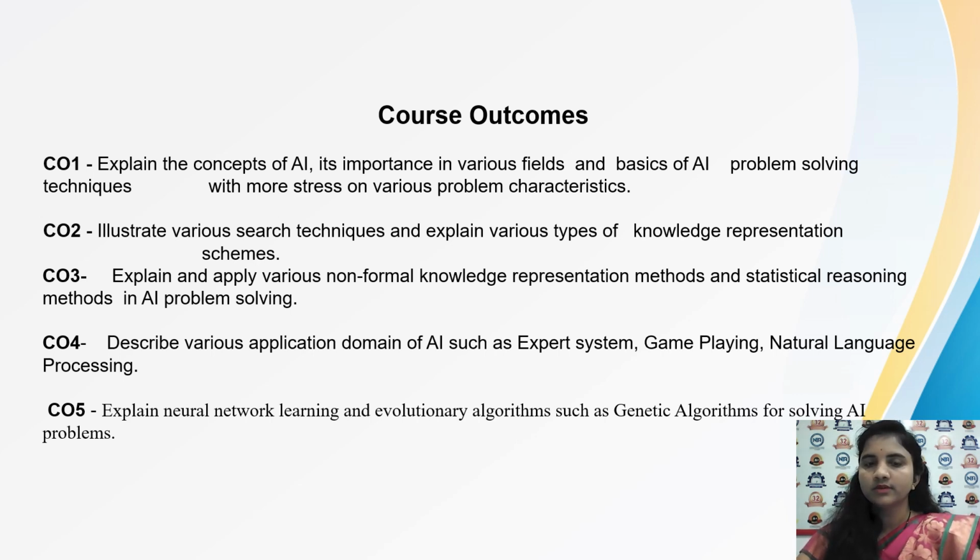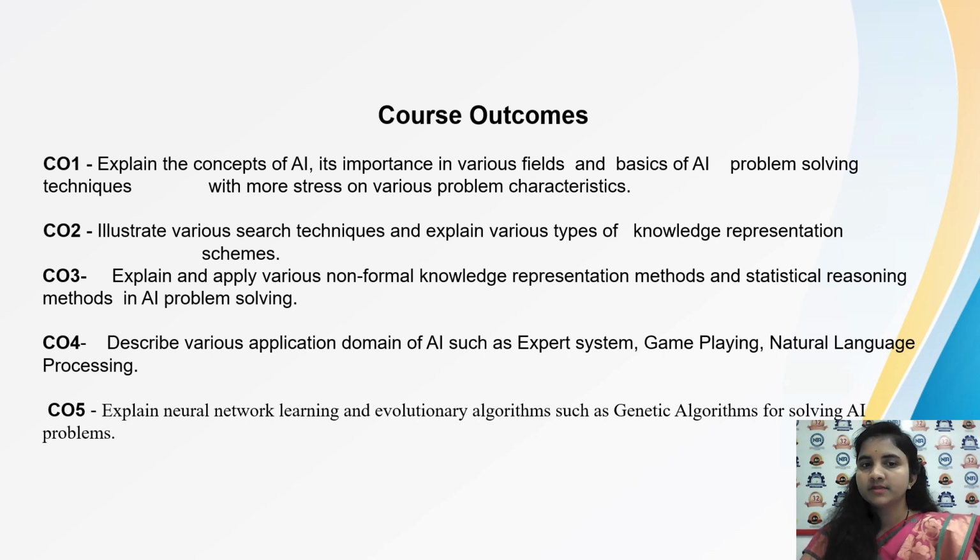What is the course outcome? Course outcomes means after learning these 5 units, the student must be able to do the following. For the first unit, CO1: explain the concepts of AI, its importance in various fields and basics of AI, problem solving techniques with more stress on various problem characteristics. CO2 is illustrate various search techniques and explain various types of knowledge representation schemes.